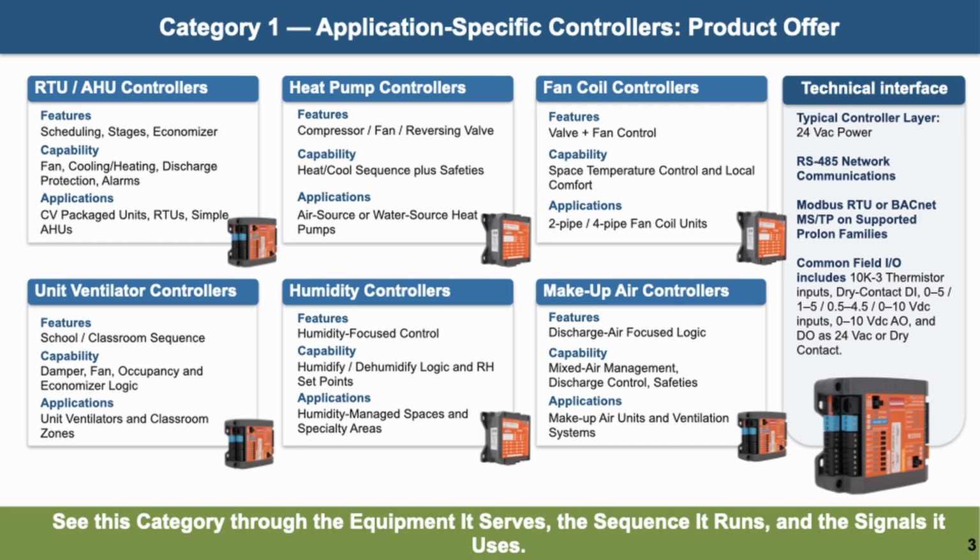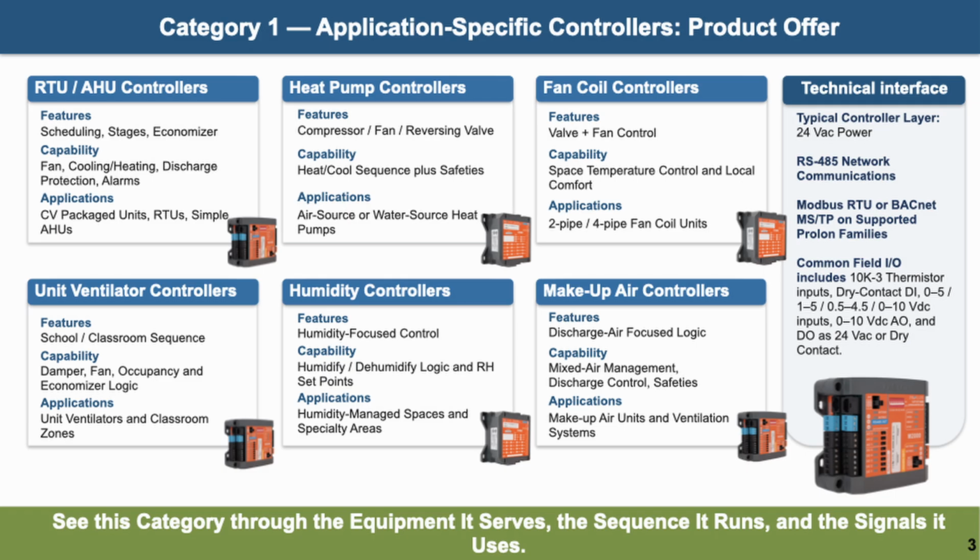This category includes RTU and AHU controllers, heat pump controllers, fan coil controllers, unit ventilator controllers, makeup air controllers, and humidity controllers. Each family is designed around a specific application, rather than being presented as a generic controller with a random set of points. That is one of the most important ideas in the Prolon offer. The value is not only in the hardware, it is also in the fact that the control logic is already aligned with the type of equipment being served.